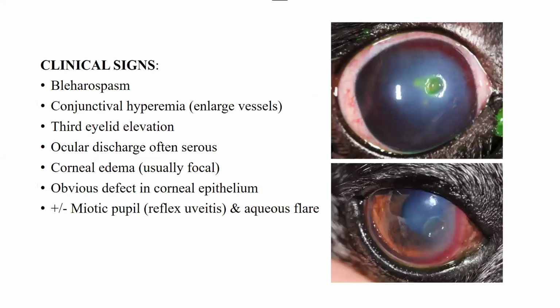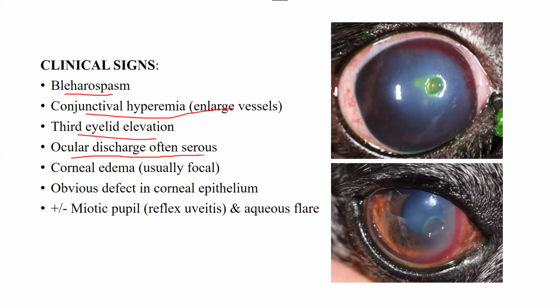Next, we have the clinical signs. First thing you should know is that not all clinical signs will appear at once. You might see 2 to 3 clinical signs in some animal, and the other 2 to 3 signs in another animal, okay? But we have to remember all of these signs. Number one is blepharospasm, that is abnormal blinking or spasm of the eyelids. Then we have conjunctival hyperemia and large vessels. Then we have third eyelid elevation.